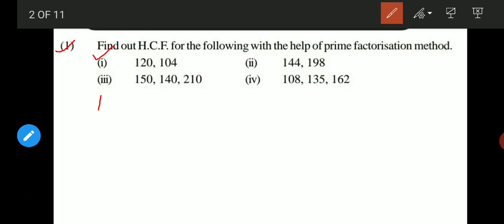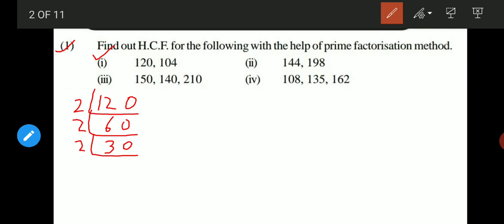So 120 is divided by 2: 2 sixes are 12, and 0. Once again by 2: 2 threes are 6. Once again by 2, so 2 sevens are 14, and 15. Once again by 3, 5. And once again by 5, it becomes 1.